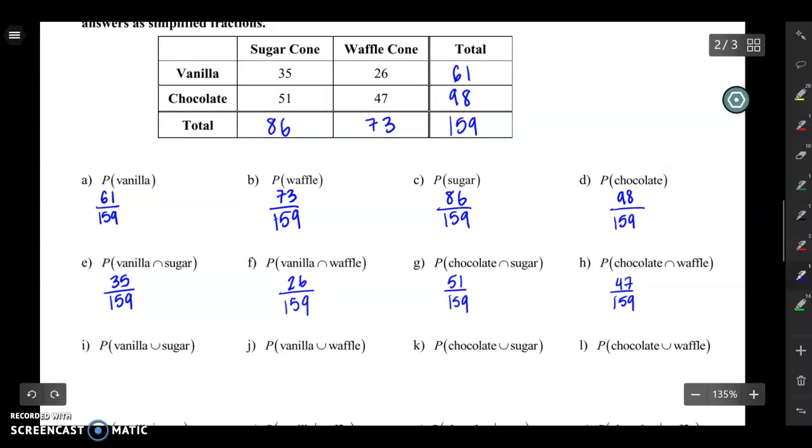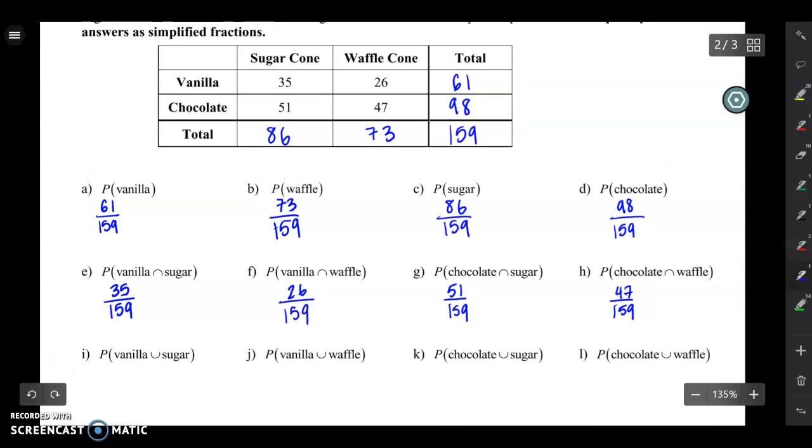Let's look at a couple union questions. In example I, I want to know the probability of vanilla union sugar, which means the probability of ordering vanilla ice cream or sugar cone or both. I'm looking at anyone that's counted in the vanilla category. There are 61 people that were in the vanilla category. And then I want to think, is there anyone else that's not in the vanilla row that would count in this vanilla and sugar?